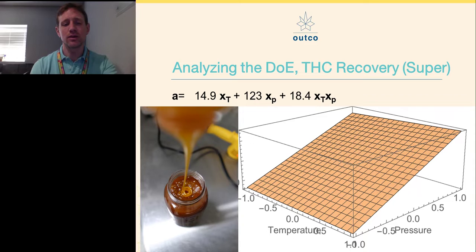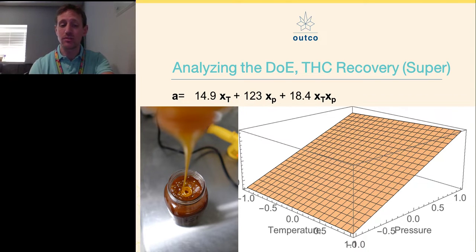When you look at it, the factor for temperature, so XT, has a 15 in front of it, about 14.9. But pressure has a factor of 123. So we can already get an idea that pressure is far more influential on our recovery than temperature is. But both are positively aligned with recovery. Therefore, more pressure, more temperature, we get more yield, more recovery. And we can easily see that on the surface.